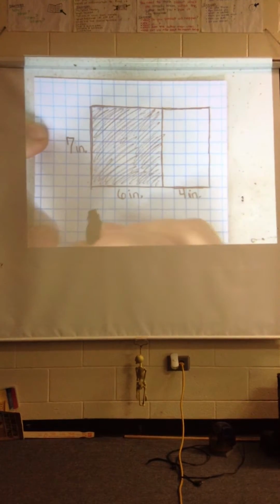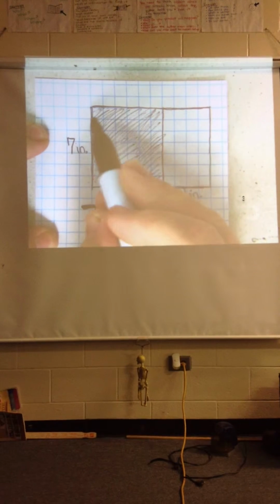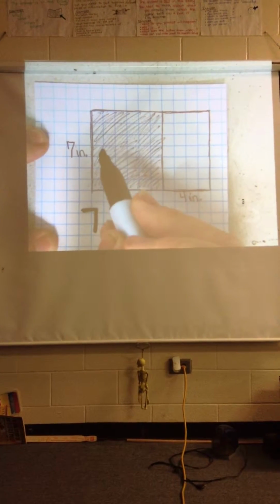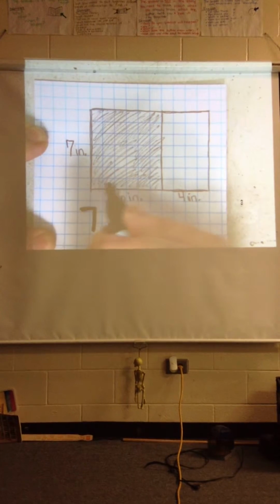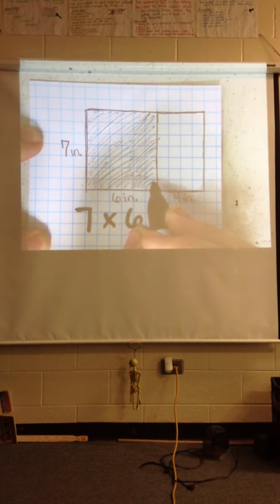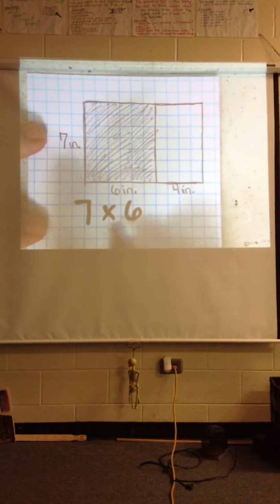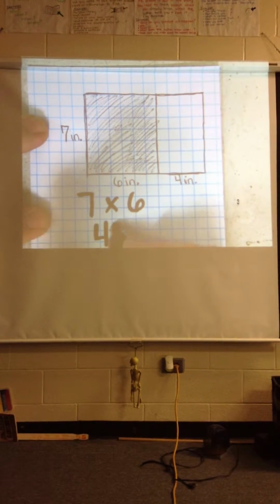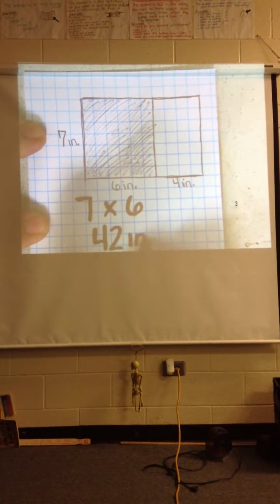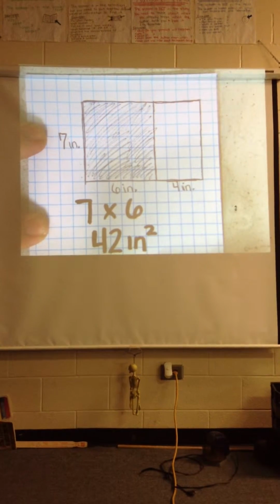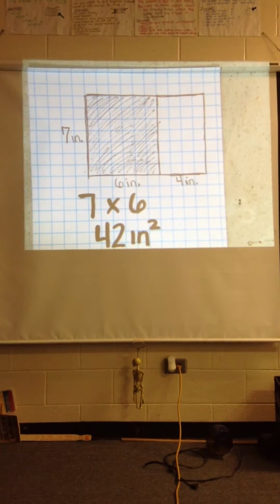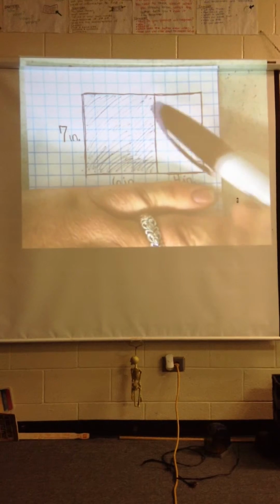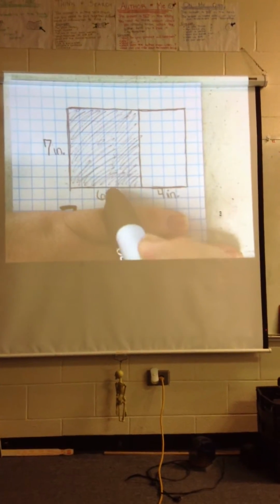In this case, it is 7. There's the length. 1, 2, 3, 4, 5, 6, 7. Times 6. 1, 2, 3, 4, 5, 6. I know my multiplication facts, so 7 times 6 equals 42. And that will be inches squared, or square inches. So both ways work. You can either count the tiles or do length times width.